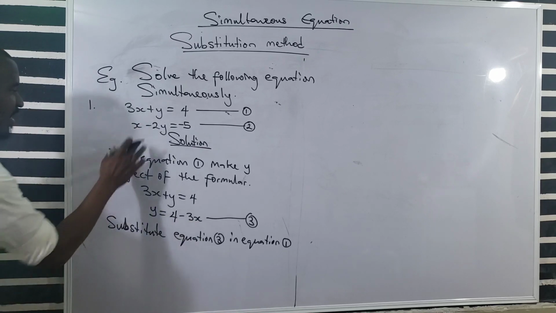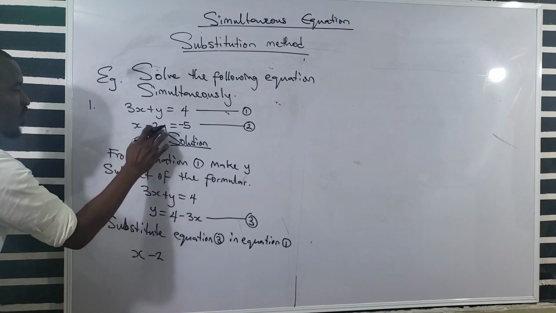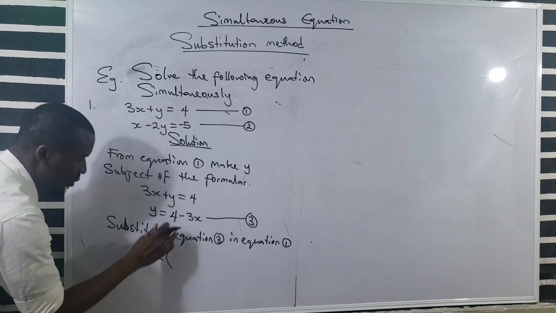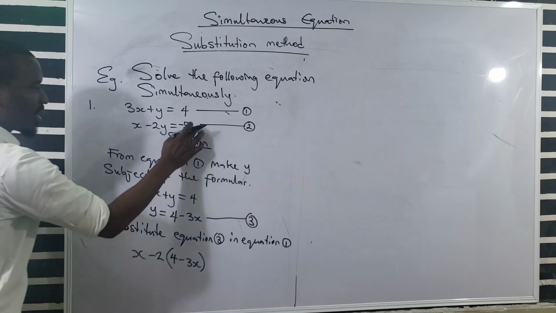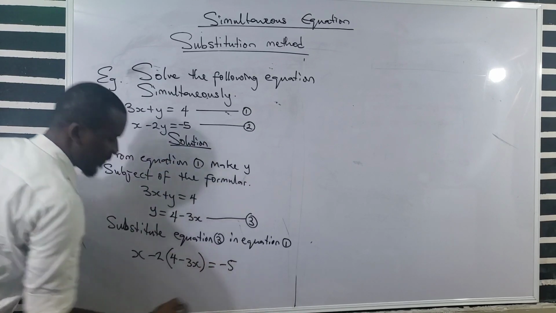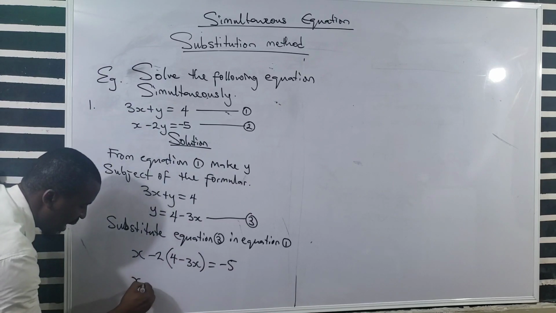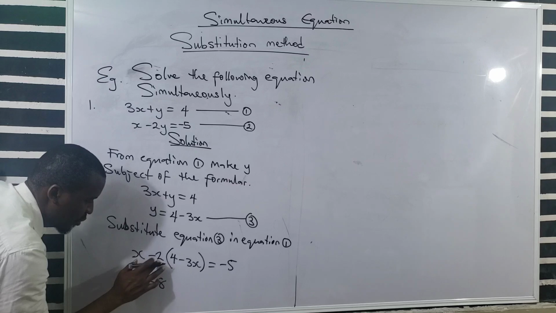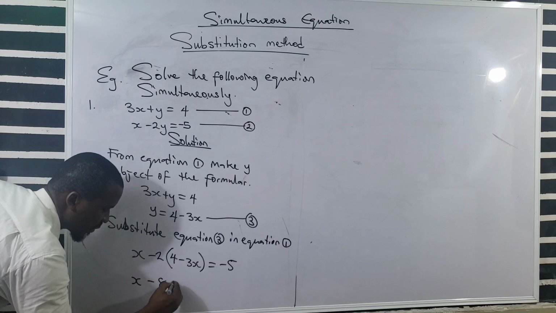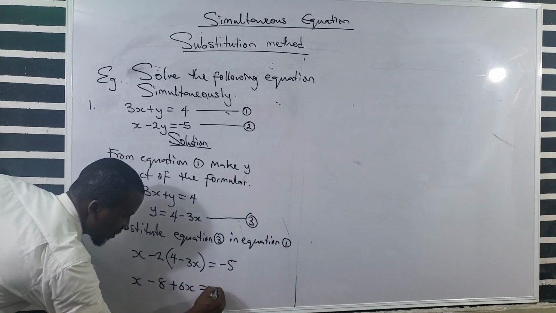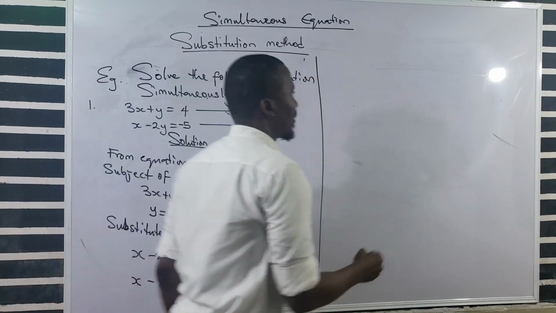So let's do that. That will give us x minus 2, and in place of this y, I will write 4 minus 3x, equals minus 5. Now we have to solve the resulting equation. That gives us x minus 8, because minus 2 times 4 is minus 8, and minus 2 times minus 3x is plus 6x, equals minus 5. Let's move over to the second part of the board.